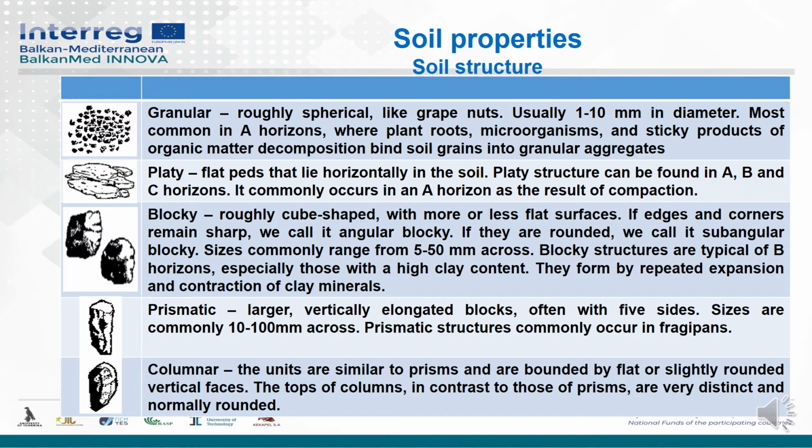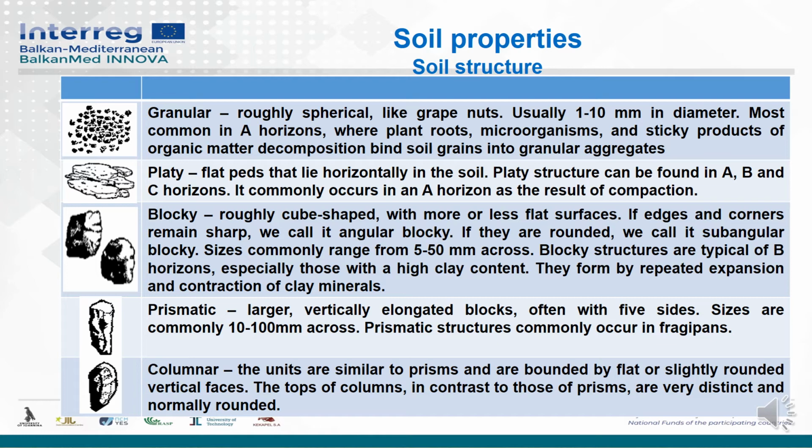And then we come to the prismatic peds, which are larger, vertically elongated blocks, often with 5 sides. Sizes are commonly between 10 and 100 millimeters across. These prismatic structures commonly occur in fragipans.